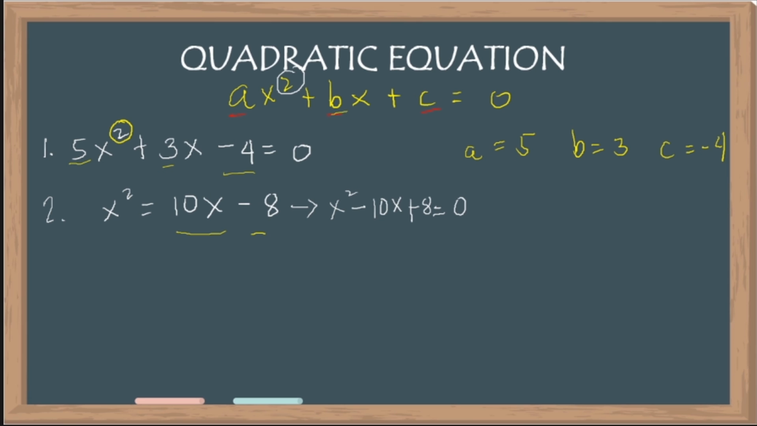Now, what is our A? Okay? Ito yon. Kasi wala namang numerical coefficient dito eh. So, understood that it is 1. No? Pag walang numerical coefficient, 1 yan. B, okay, that is negative 10. And our C, that is positive 8. Okay? Now, let's have another example.